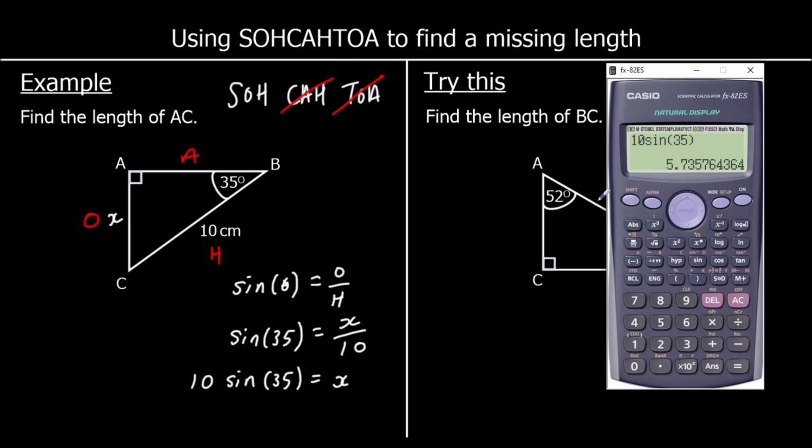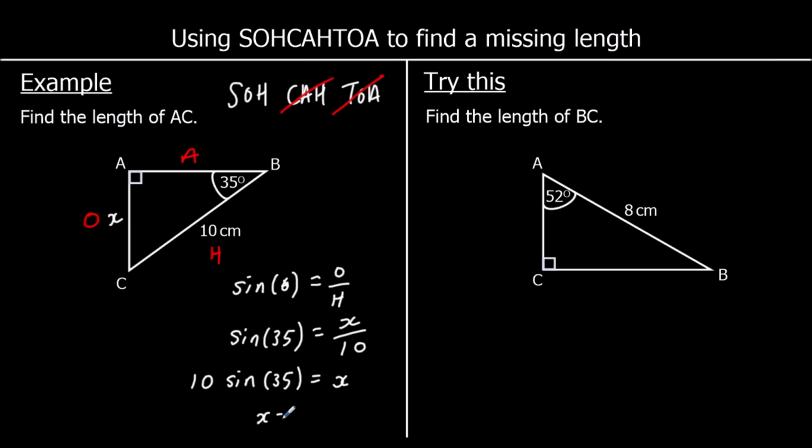And we get 5.74 to 2 decimal places. We'll give our answers to 2 decimal places. So 5.74. It's in centimeters and it's to 2 decimal places.